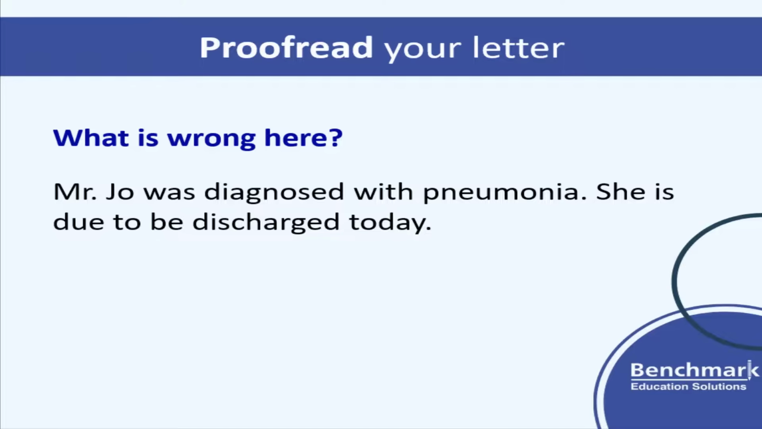Finally, proofread your letter. For instance, what is wrong here? Yes, you are right. It should be he and not she in the second sentence. Our experience as one of the largest online OET writing correction service providers suggests that getting the gender wrong is one of the most common mistakes, something which can be easily fixed with careful proofreading.